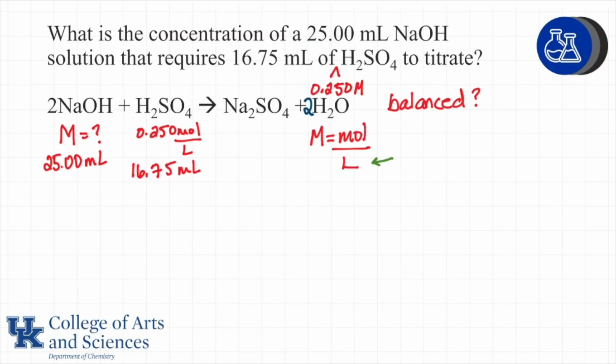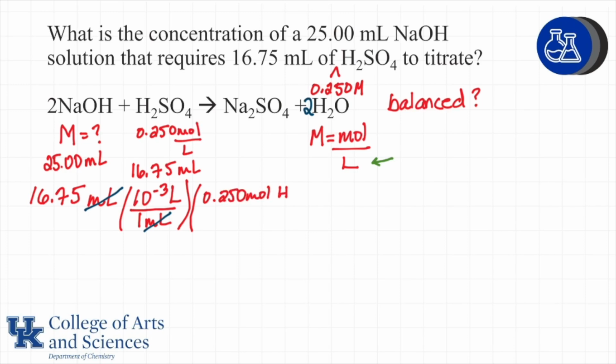And that's where our stoichiometry problem is going to come in. Just like in the previous example, we're going to start with our 16.75 milliliters, the volume we know, it's a simple unit. H2SO4 is the only substance I can get to moles with. Use my metric prefixes. 1 milliliter is 10 to the minus 3 liters. Milliliters will cancel. Then use my molarity of H2SO4, and liters cancel.